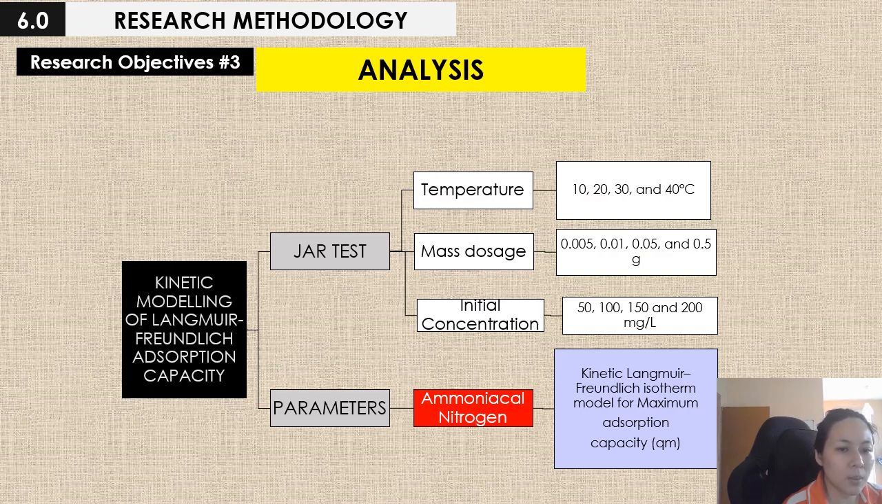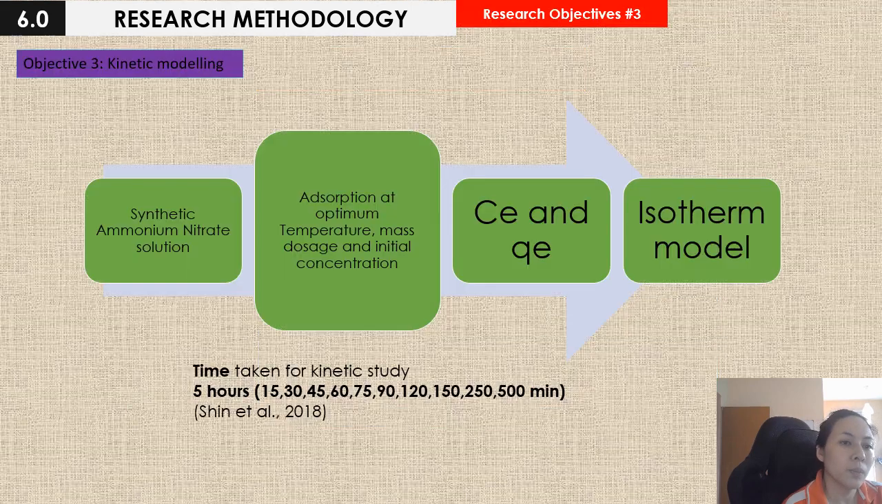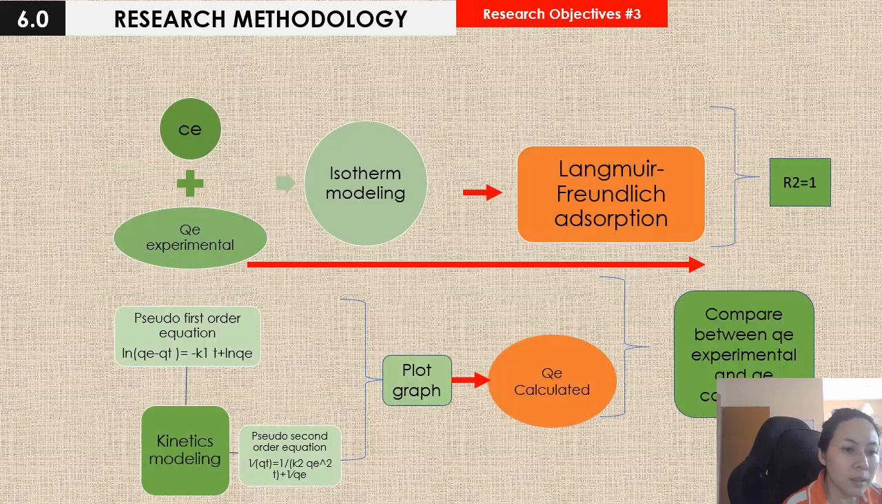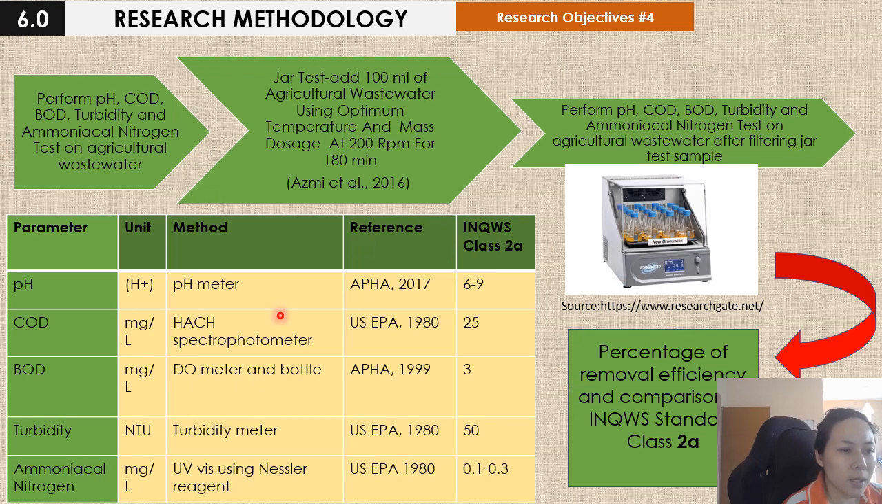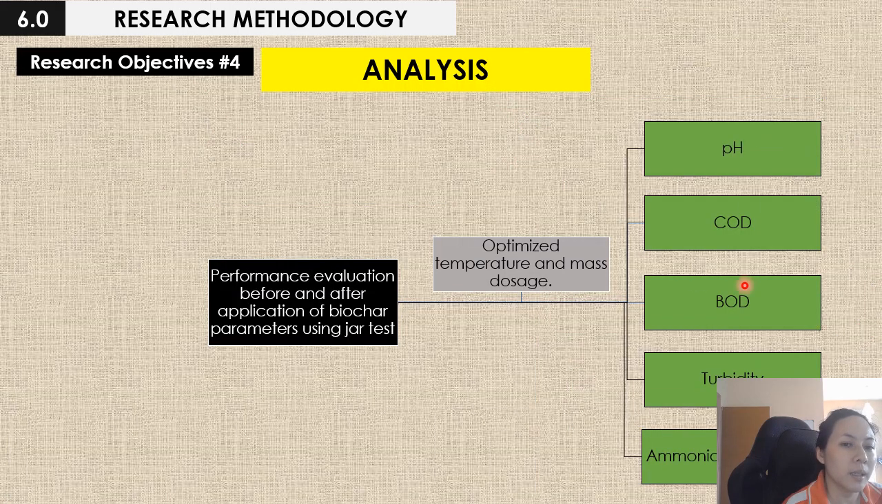This is the analysis where we see the kinetics to produce the isotherm model. So this is the last part, where we check the effectiveness through the pH, COD, BOD, turbidity, and ammonium nitrogen in the real-life experiment. The wastewater is taken from an agricultural farm in Samarahan. So you see here we will analyze pH, COD, BOD, turbidity, and ammonium nitrogen.